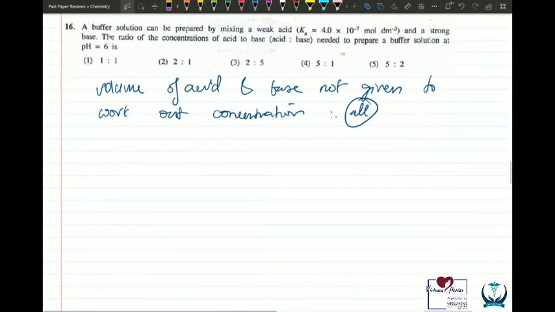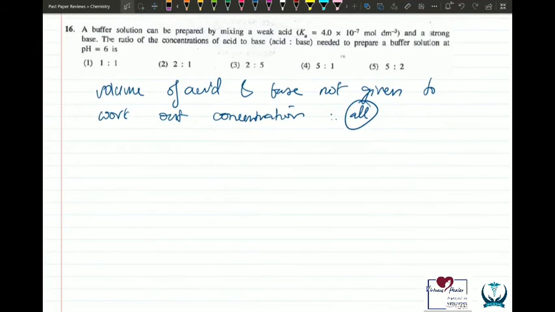The 16th question, the volume of the acid and base was not given to work out concentration. Therefore, this was given as all.